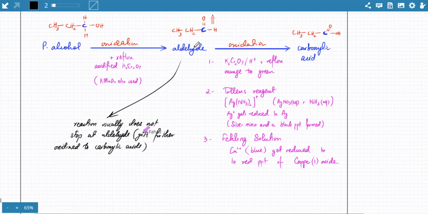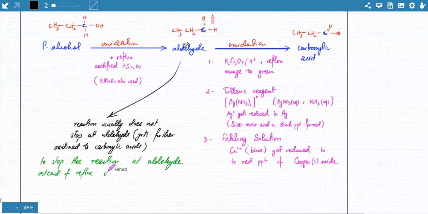अच्छा, if you want the reaction, primary alcohol से changes to aldehyde and you want to stop it there, तो क्या करना होगा? Immediately aldehyde must be taken out. So what you do is, to stop the reaction at aldehyde, instead of reflux, use distillation. Reflux तो prevent करता था, it would not allow anything to escape. So instead of reflux, use distillation.